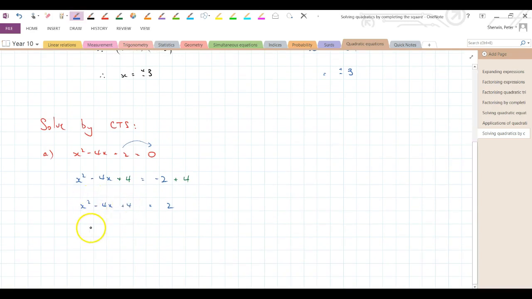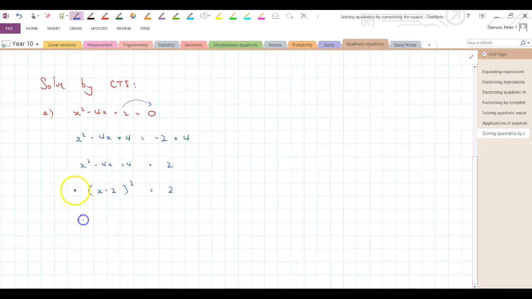Now this left-hand side is a perfect square. What is it? It's x plus a half of that, or in this case minus 2. A half of the minus 4 that we squared to get that goes in there, doesn't it? So this is x minus 2 squared, and this is 2.